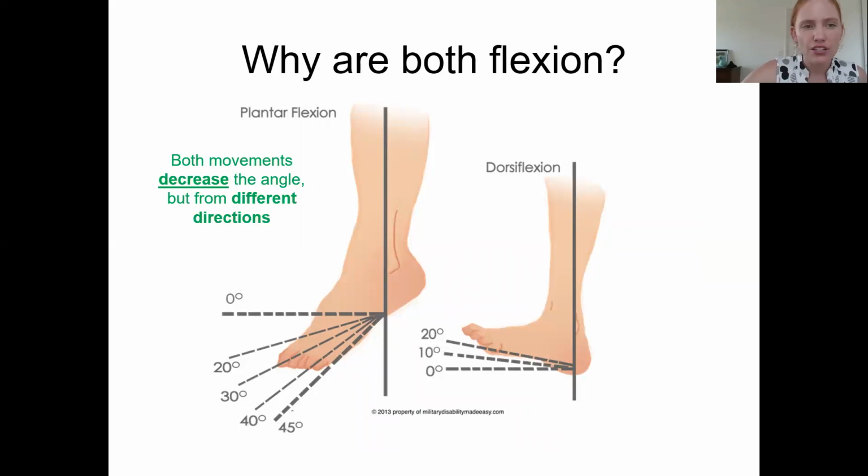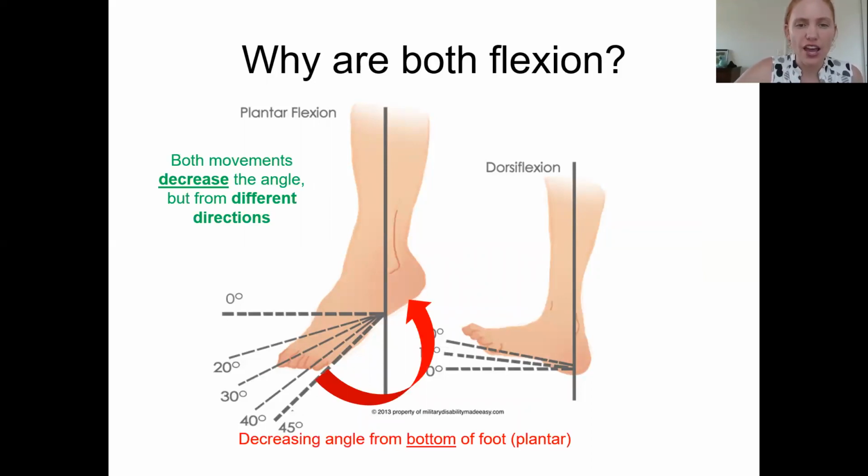They're both a type of flexion, but what changes is from which side you're measuring the angle. So when you're looking at the angle from the bottom of the foot and you're decreasing that angle, that's going to cause plantar flexion, because the angle is going to decrease from the sole of the foot, from right here. So that's plantar flexion. Plantar flexion in layman's terms just means pointing your toes down. When you point your toes, that's plantar flexion.